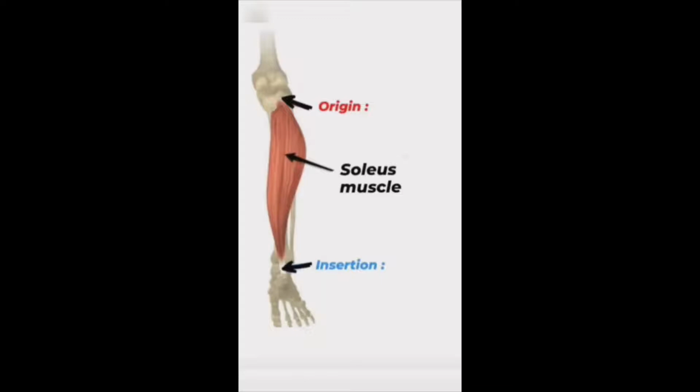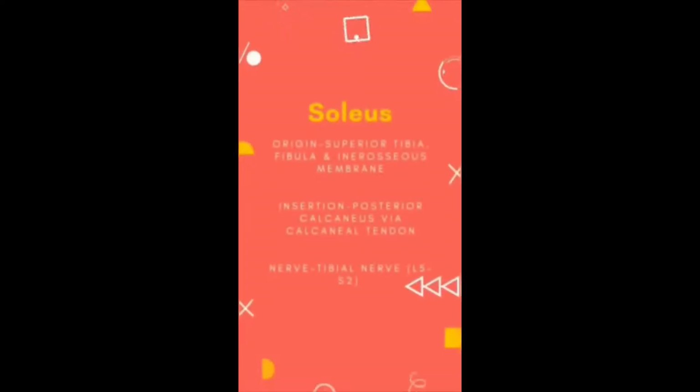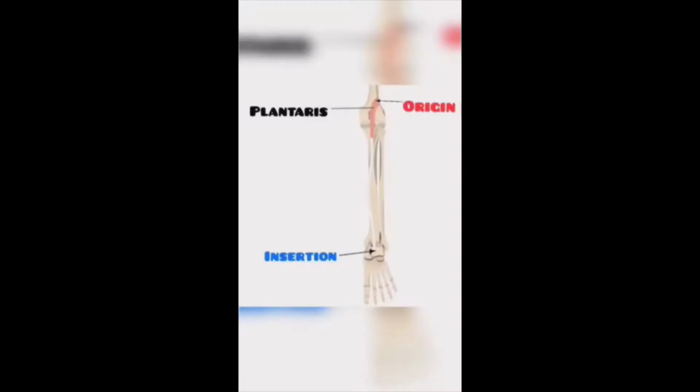Soleus. Origin: superior tibia, fibula and interosseous membrane. Insertion: posterior calcaneus via the calcaneal tendon. Nerve: it is innervated by the tibial nerve L5 to S2.